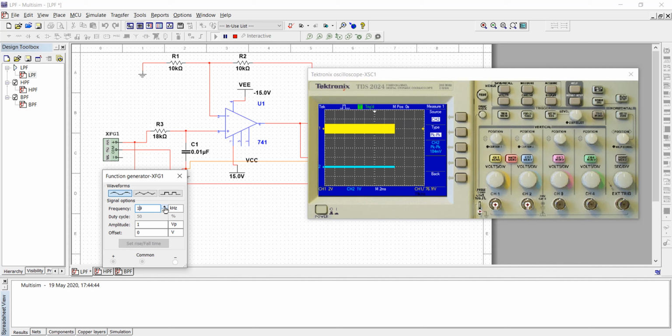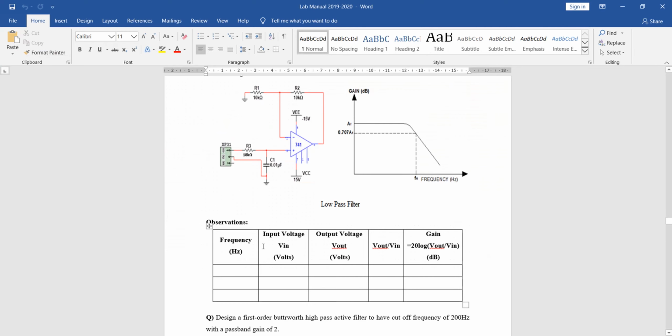Now, moving on, I will stop the execution and move on to the observations part. Frequency has to be varied. The input voltage we have set was 2 volt peak to peak, which is nothing but 1 volt peak. Output voltage has to be noted. Then we note down the transfer ratio, that is the output voltage to input voltage, and find the gain. The final part will be plotting the gain versus frequency, which is nothing but the frequency response curve.